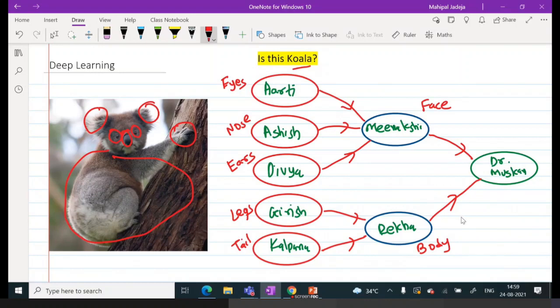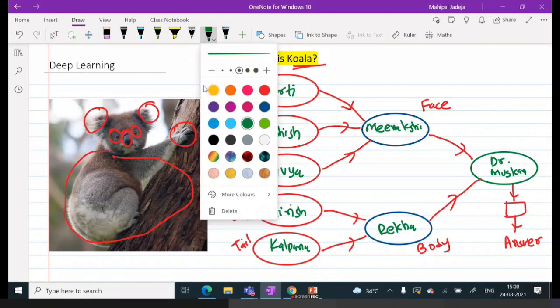Right? And what is the task of Dr. Muskan? Based on this face and body, finally she will answer this particular question, whether this particular image is of a koala or not, right? So this is the idea, right? So finally, Dr. Muskan will compute some number, and based on that particular number, she will give the final answer whether this particular animal is a koala or not, right?